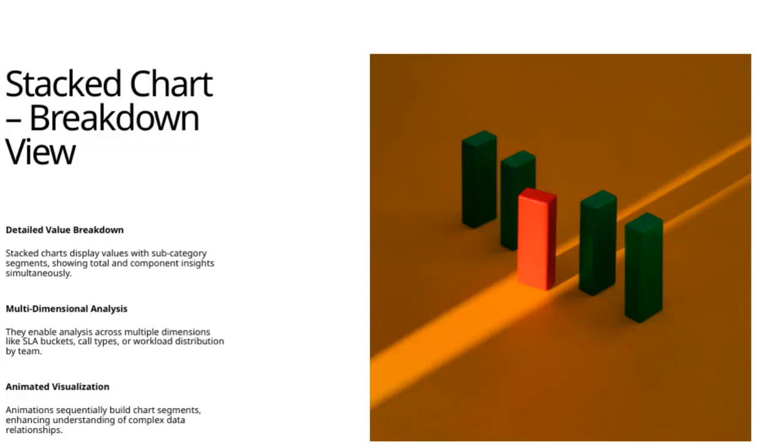Let's dive into the detailed value breakdown using stacked charts. These charts show us not just totals, but the pieces that make up those totals, the subcategory segments. This lets us see the full picture and the parts at the same time. We can analyze multiple dimensions here, like SLA buckets, call types, or how workload spreads across teams. Plus, animations help by building these segments step by step, making complex data easier to grasp. This breakdown view really brings clarity to layered information.